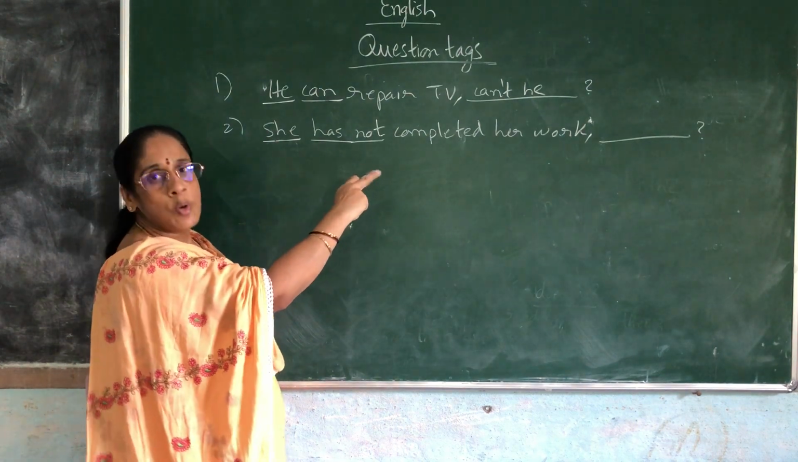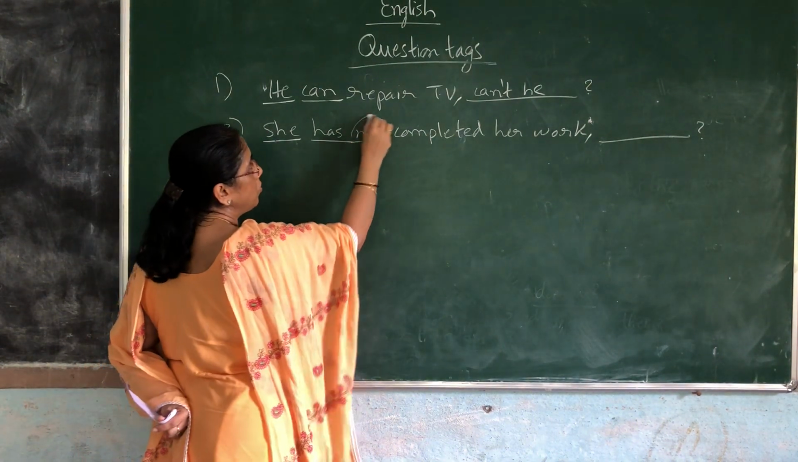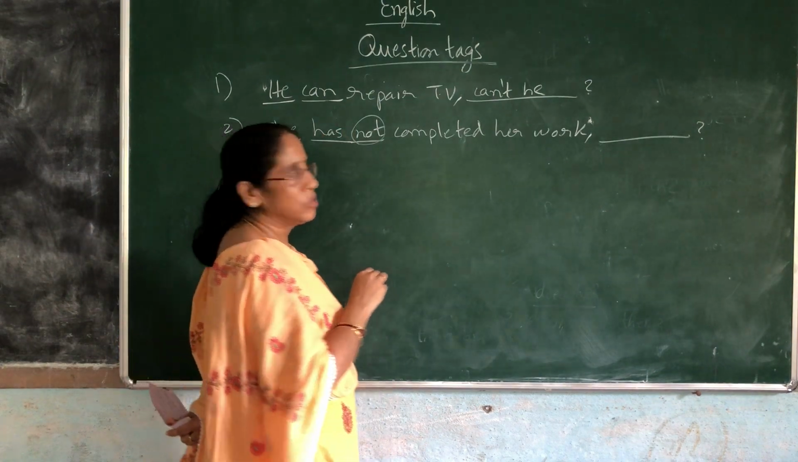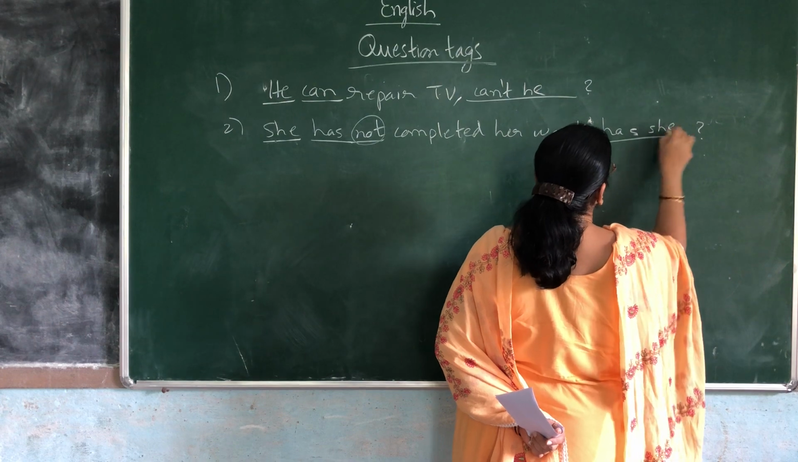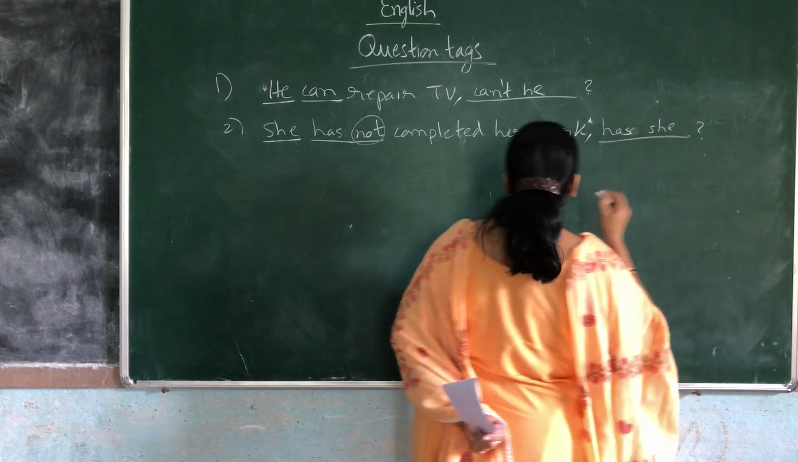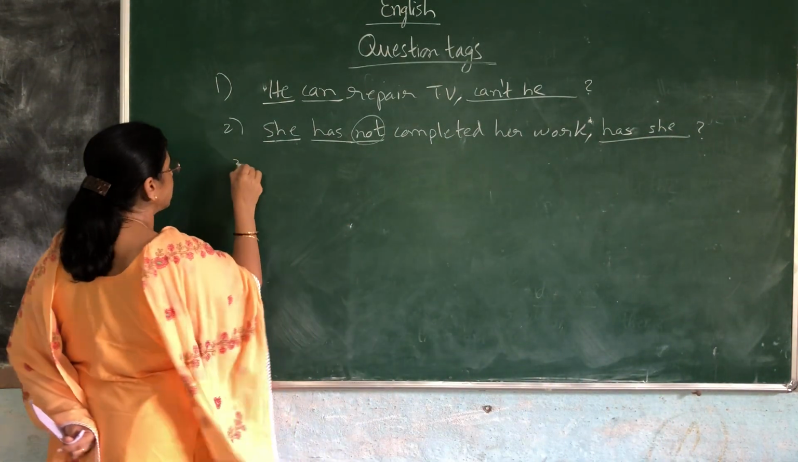So now you should use a positive tag. So what should you know? See, this not should not be used. So instead of that, what should you use? Has she? Did you understand, children? Now next one. A few more examples.